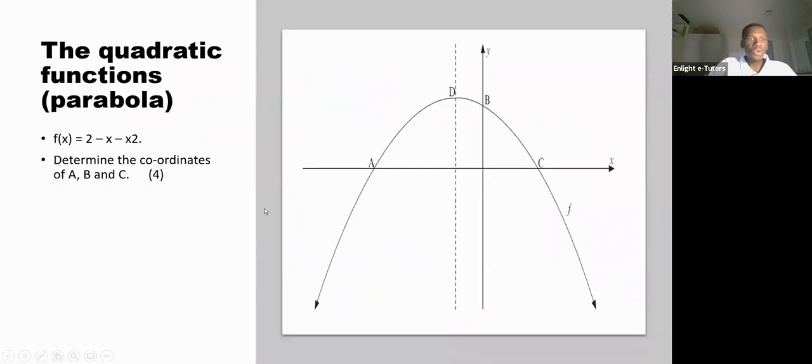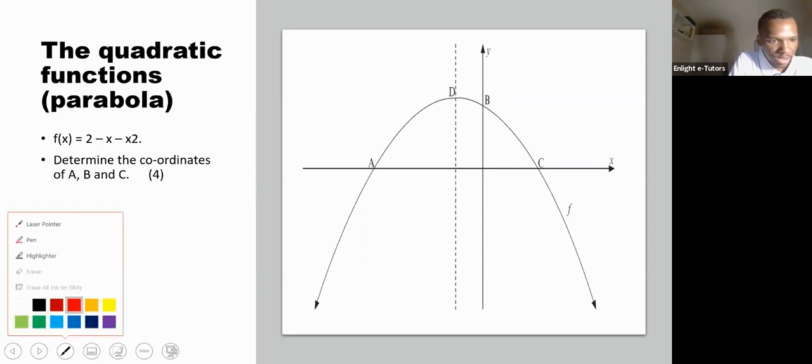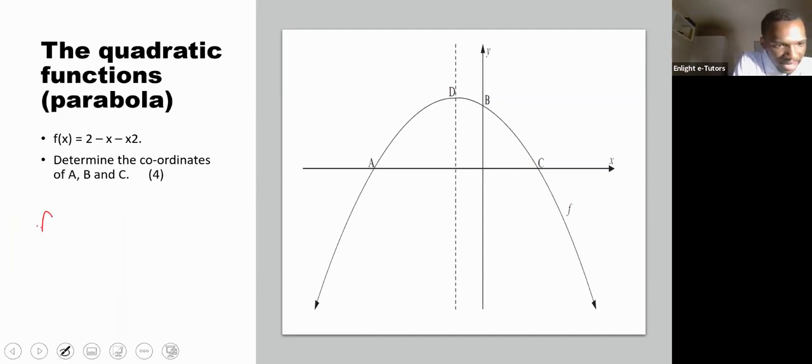If you look at this, the equation is the same as f(x) equals negative x squared minus x plus 2.